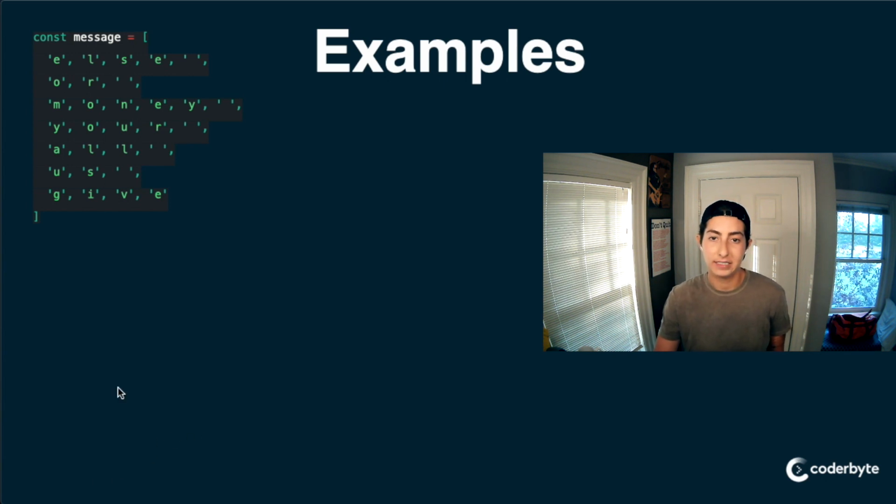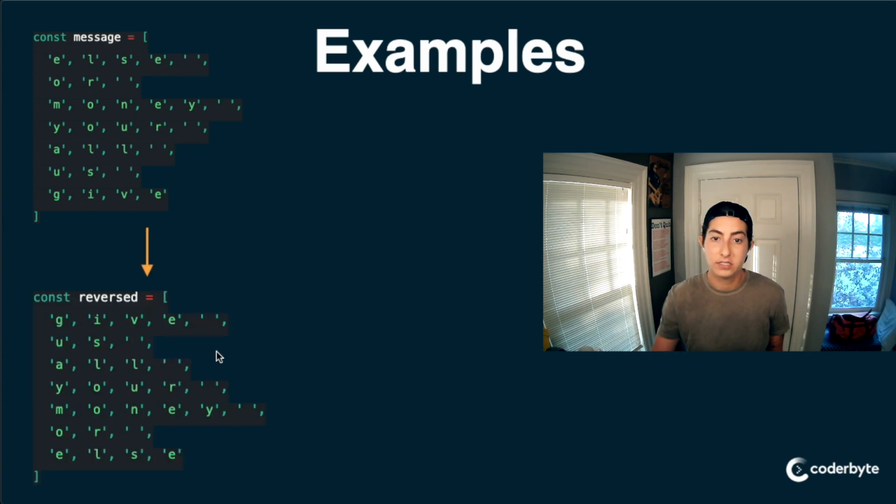So our task is to take this array and make it into something that looks like this. This is the reversed message: give us all your money or else. Now, I want to stress here that the words themselves are not backwards. It's just the ordering of the words that is backwards.